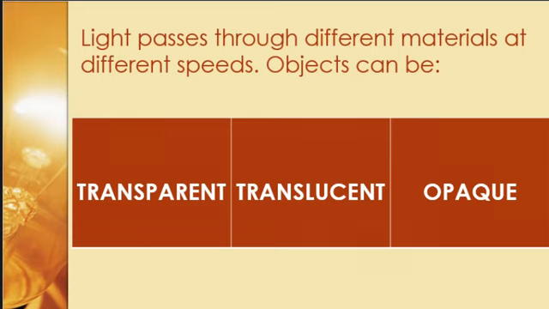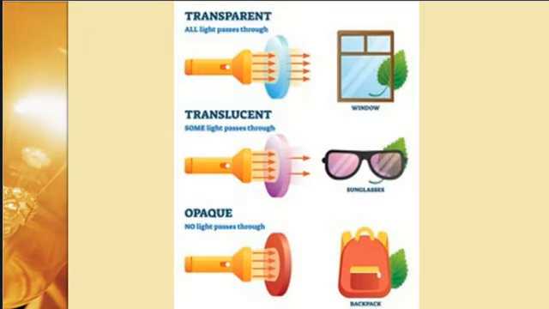So then you can see right here we have transparent. Here's a window, light going right through it. Translucent, look, they used it as an example of sunglasses. Light comes through it, but not all the light, right? And we're going to talk a little more about specifics about how some sunglasses work here in a minute. And opaque, no light comes through this. So is that a backpack or something right there? Yeah, so we can see that.